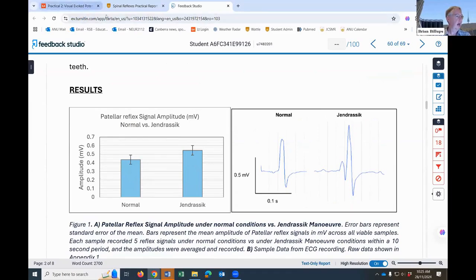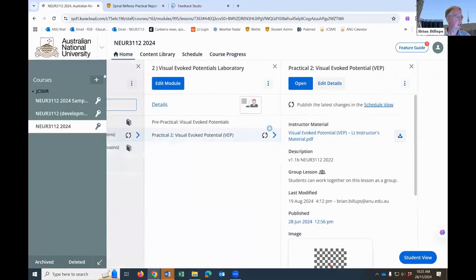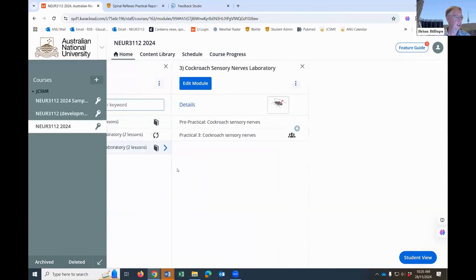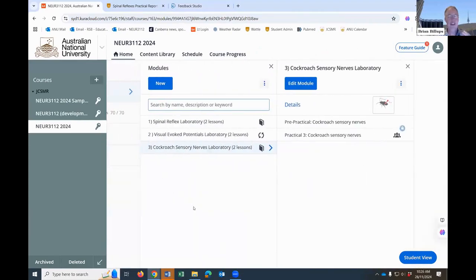And then finally, just to finish off, for the third one, this gets even more challenging for them, and this one is cockroach sensory nerves. For this, we buy cockroaches from the local pet store. We anesthetize them, which involves putting them in the freezer.